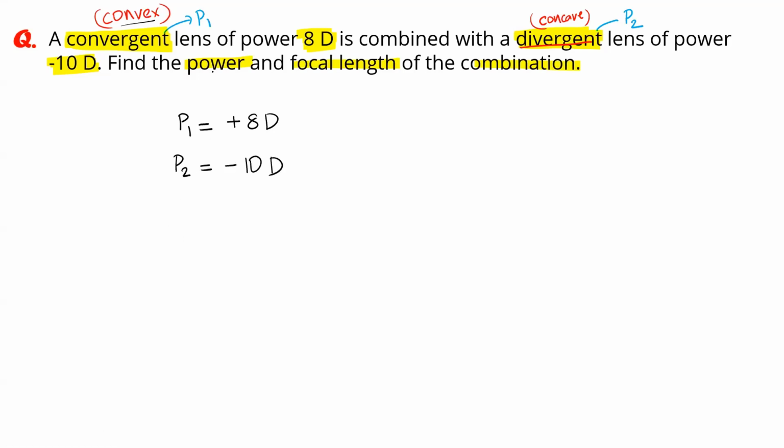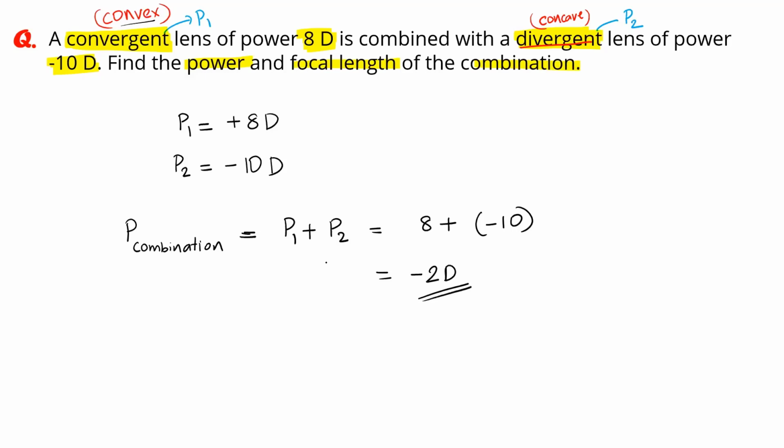Now we can simply use the formula. First, we can find the power of the combination. P subscript combination. What's the equation? P1 plus P2. So write down P1 plus P2. Substitute. So it is 8 plus minus 10. What is the answer? Minus 2 diopter. So the power of the combination will be minus 2 diopter.